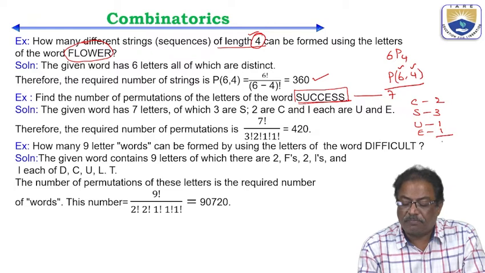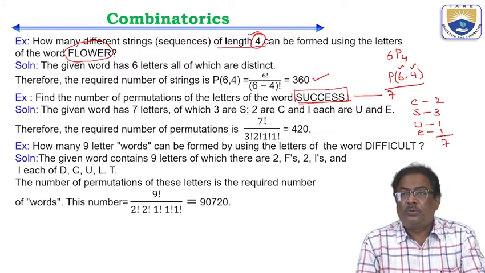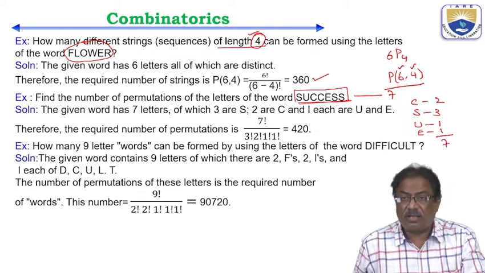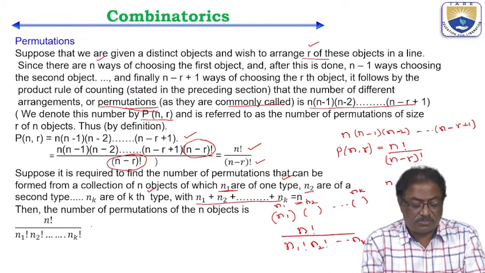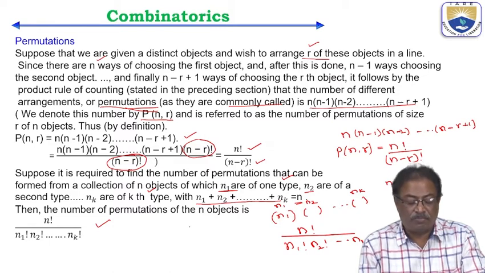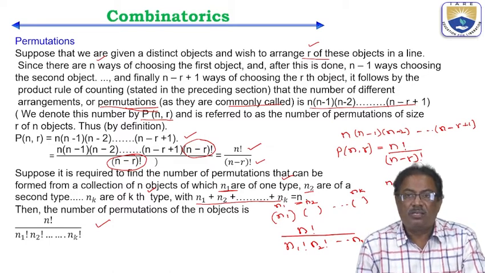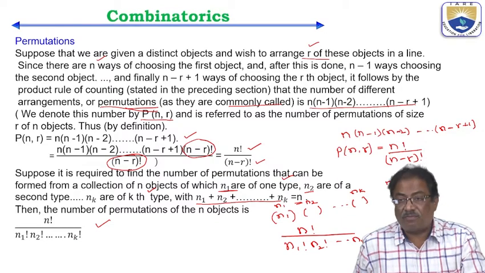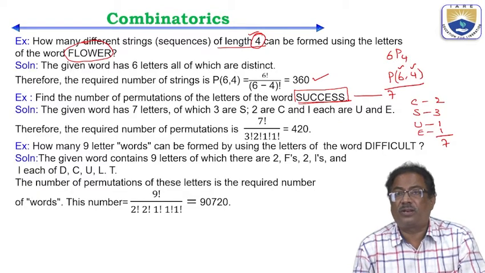So whenever some elements are identical, n1 of one type, n2 of another type, the total number of permutations is n factorial divided by n1 factorial, n2 factorial, and so on.